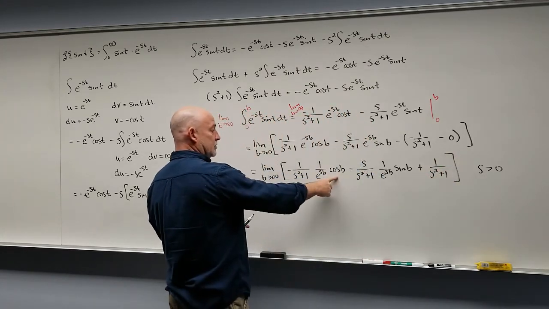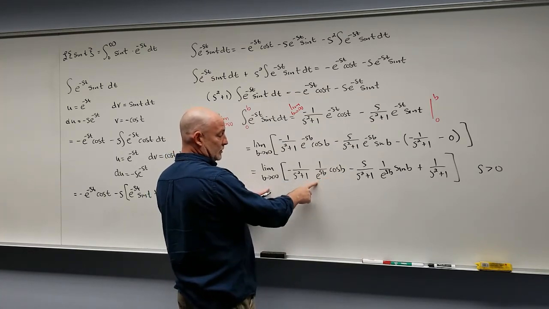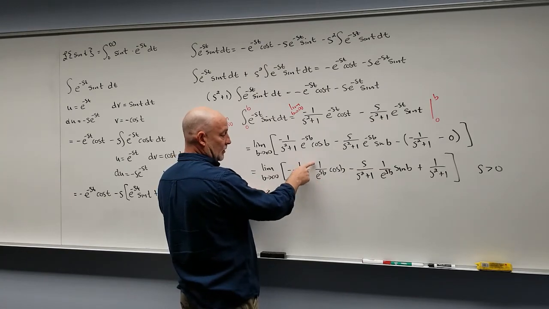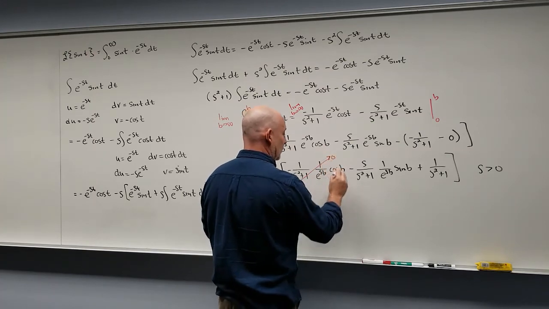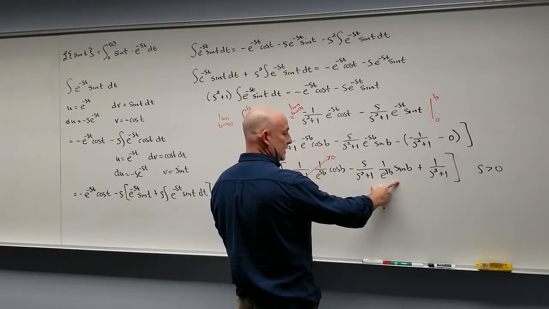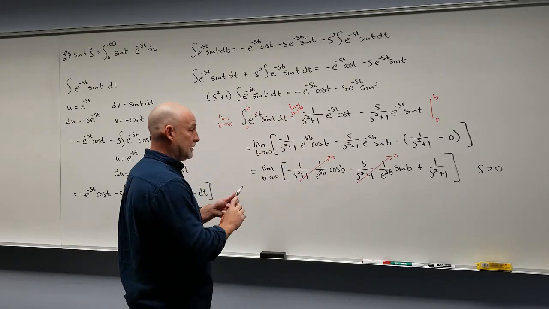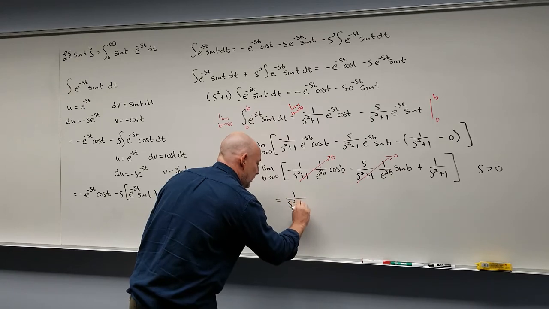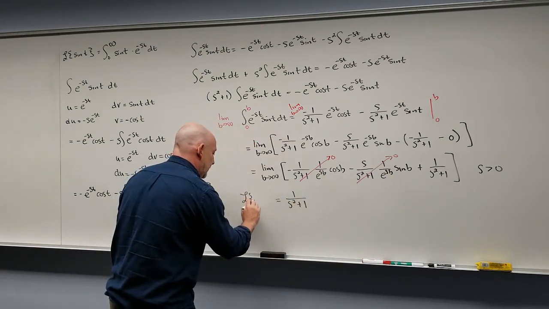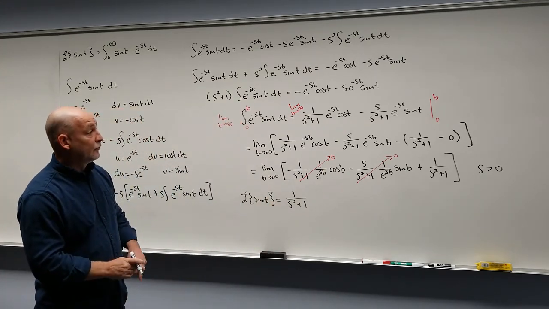All right, so cosine as b goes to infinity is just going to alternate between 1 and negative 1. Since the exponential is going to infinity, 1 over infinity means this whole thing over here is heading towards 0. Same exact idea here. Sine's going to alternate between 1 and negative 1. This is going to 0, so that drives all that to 0. So the only thing we have left is 1 over s squared plus 1. So the Laplace transform of the sine of t is 1 over s squared plus 1.